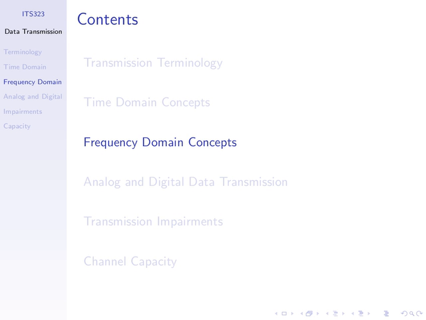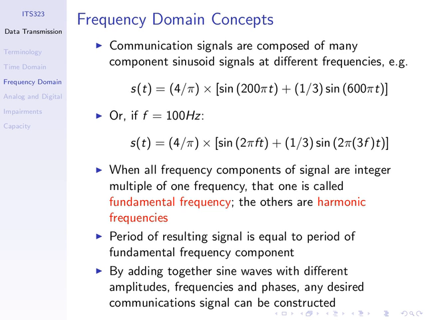So that looked at signals in the time domain, just as a function of time, the signal strength. The communication signals we use in practice are composed of many component sinusoid signals at different frequencies. Here's a very simple example. S of t is our signal that we want, is made up of two sinusoids added together. Let's write it down or expand.